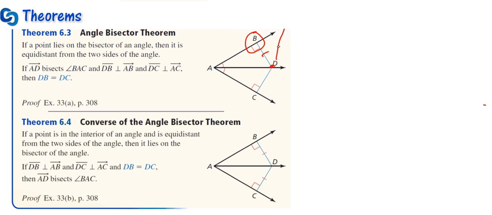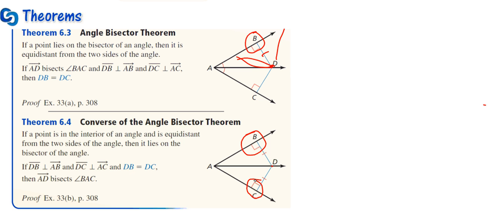We don't talk about distance of a point to a line other than it just being that perpendicular distance. Yes, there's all these other distances that kind of go off this way, but to be consistent, we always talk about the distance from a point to a line as that perpendicular route, which will always be the shortest distance between a line and a point. The converse of this states that if a point is in the interior of an angle and it's equal distance from the two sides of the angle, then it lies on the bisector of the angle. And again, that distance has to be perpendicular.